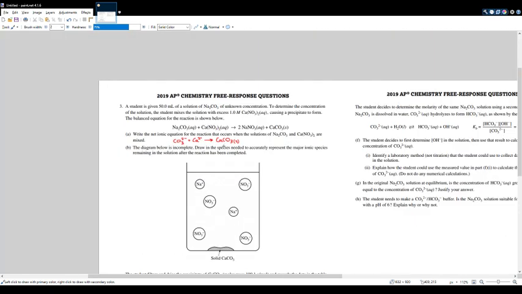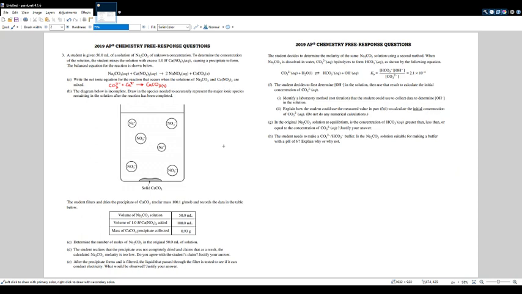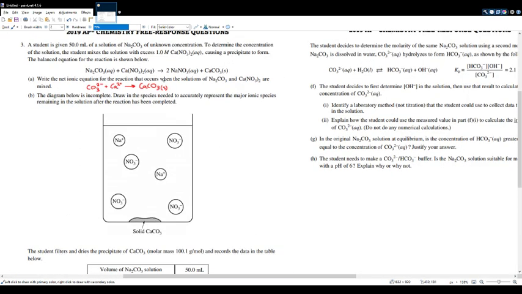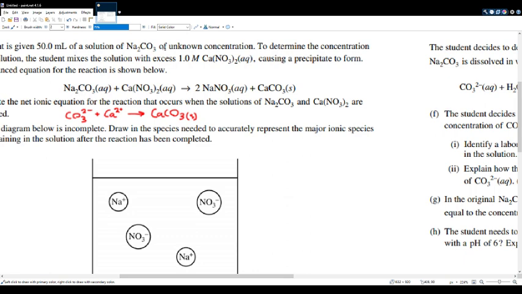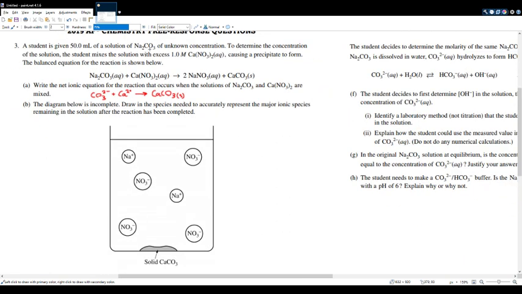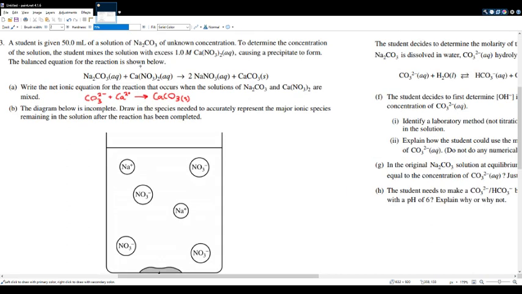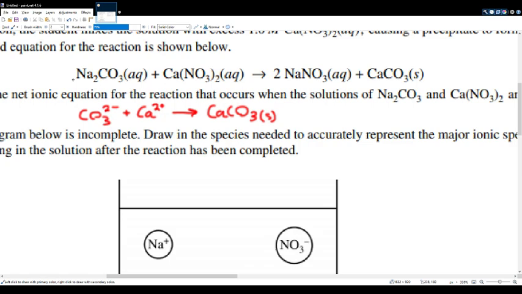So that's part A. Part B says the diagram below is incomplete. Draw on the species needed to accurately represent the major ionic species remaining in the solution after the reaction has been completed. So this is really a question that I'm not sure how to answer because, well, for one, according to the reaction, the Na2CO3 was a limiting reactant, right? So there's not going to be, per se, any Na2 or Na plus ions associated with the aqueous solution.